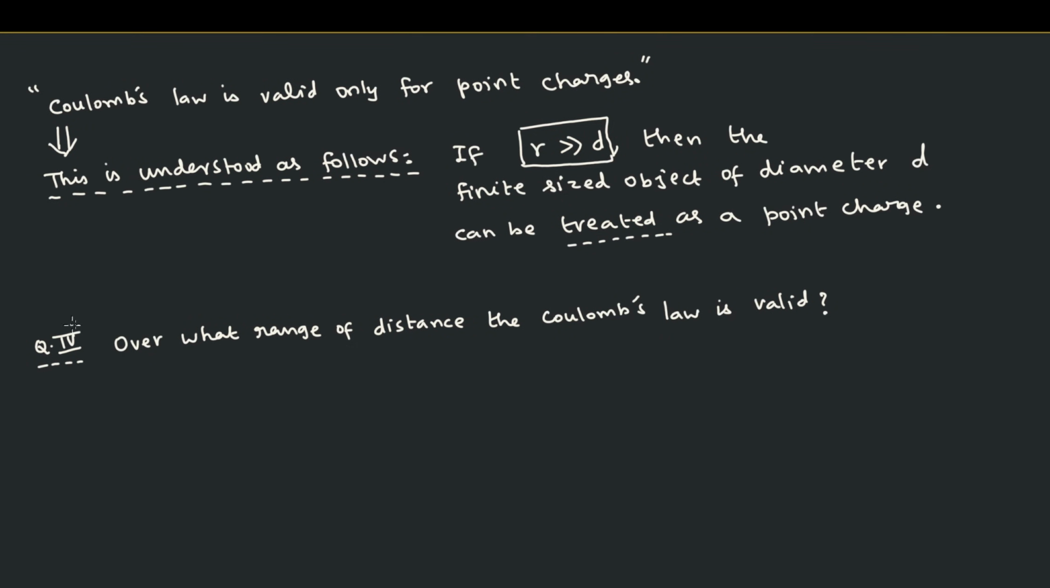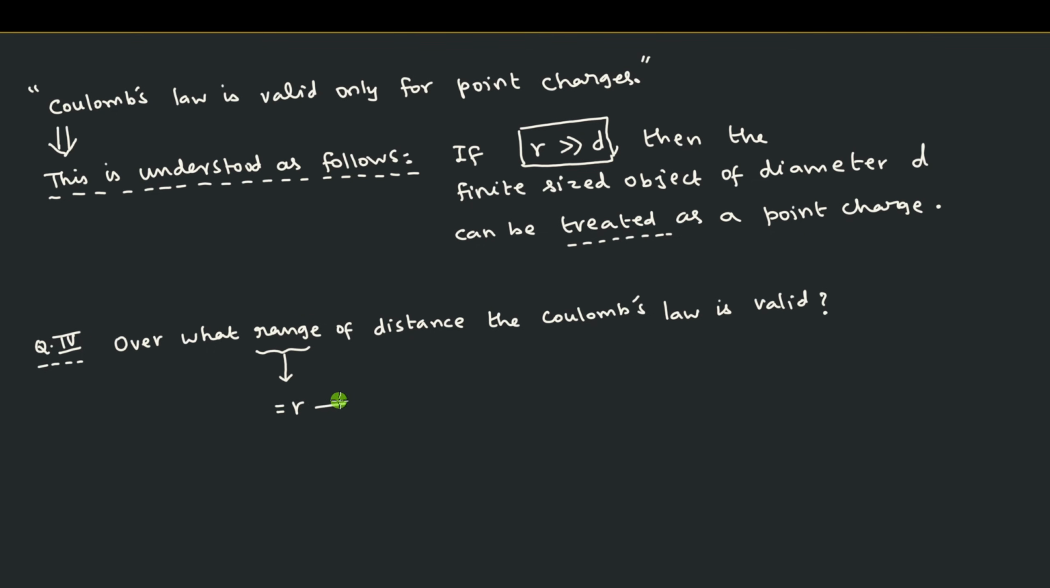So in the list of validity, we have been discussing the validity of Coulomb's law, right? We have seen 3 of the possible questions, and the 4th question that is possible is: over what range of distance is Coulomb's law valid? So you can understand what we mean by this range here. The range is the R that you are going to use in the equation. Range means we need a minimum value and we need a maximum value.